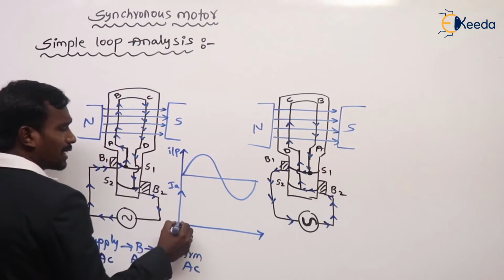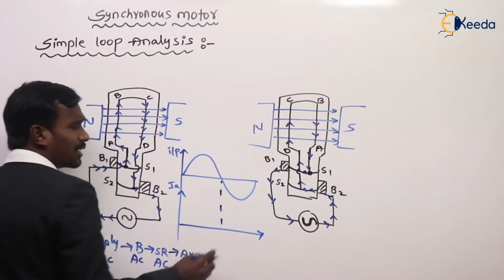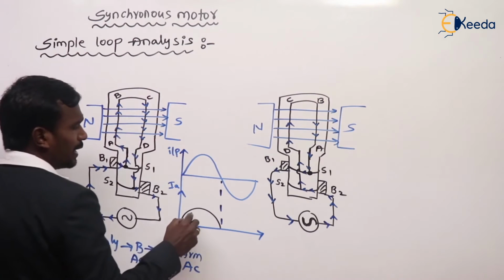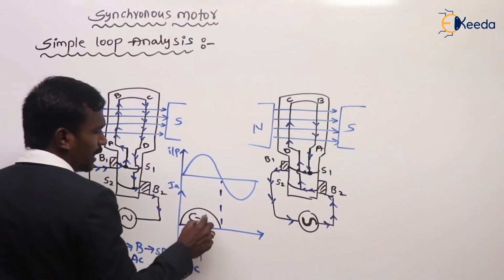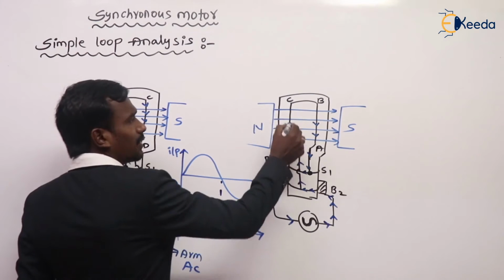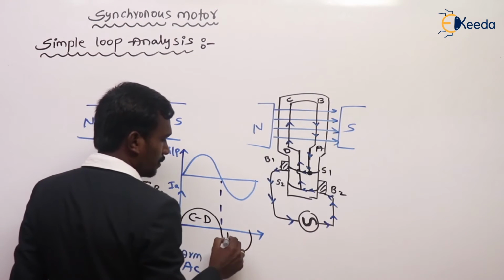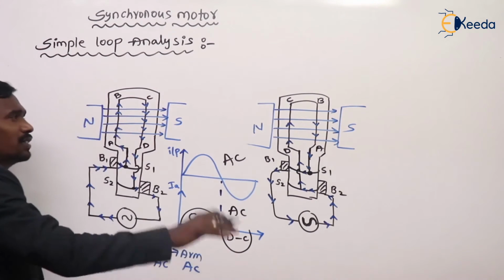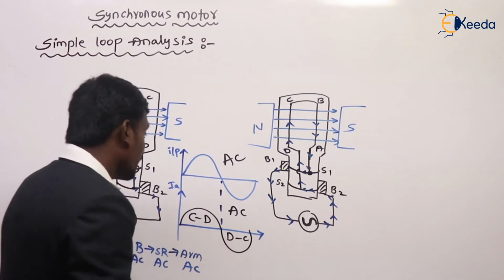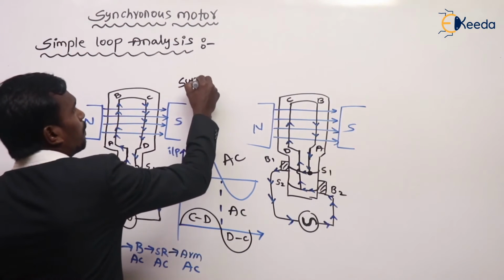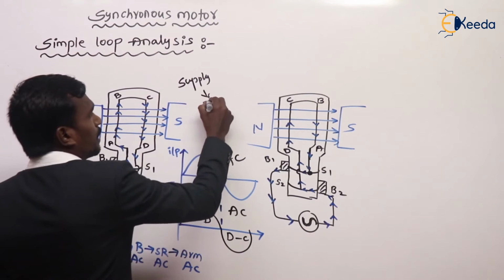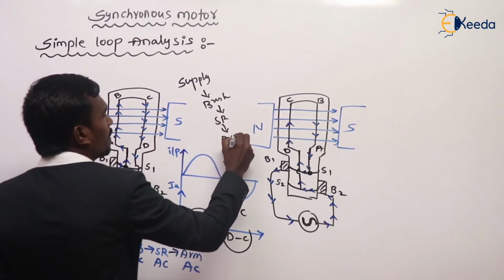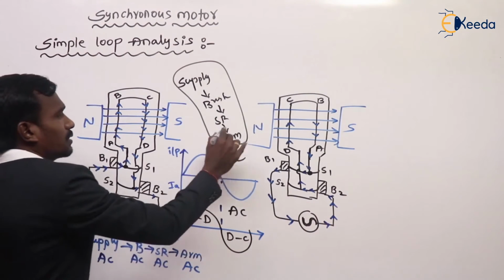Then what is the armature current actually? See here, for the first half of cycle, the armature current is from A to B or from C to D. For the next half of cycle, the armature current is from D to C. Nothing but the input is AC and the armature current is also AC. And here the power flow is from supply, first of all, supply to the brush to the slip ring to the armature. You should remember all these things.